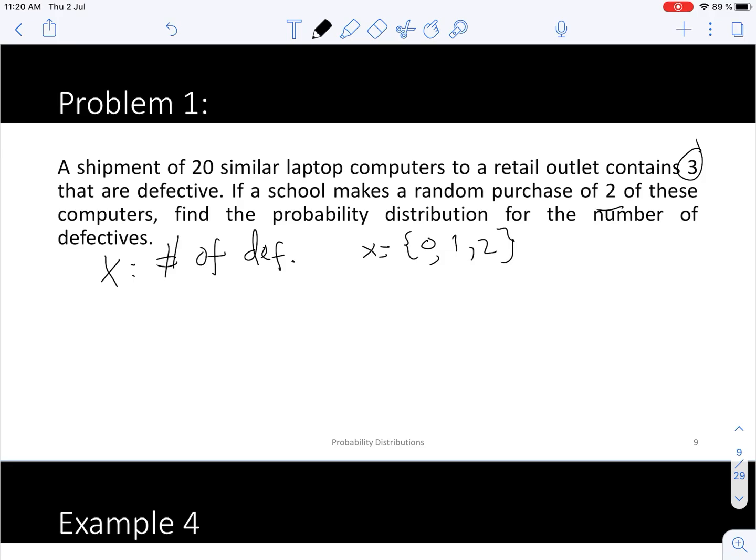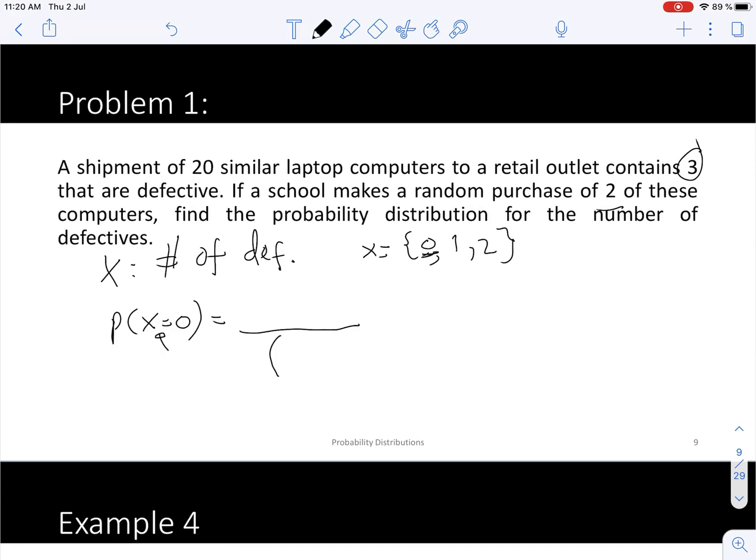So the first probability, for 0, is the probability that x, the random variable, is equal to 0. So we need different things. First, we need to find in how many cases, in how many scenarios x is equal to 0, and also we need to compute how many possibilities we have in the sample space.